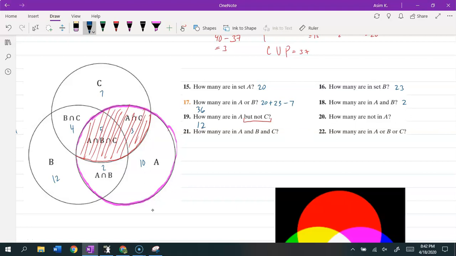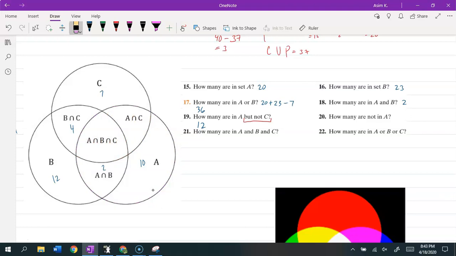Now, one thing that tends to confuse students is like, wait a minute, but these two are in B as well. Yet don't make up new conditions. As long as the logic is sound, you're good to go. You made sure that these are in A, but they're not at the same time in C. Okay? All right, let's try the next one.